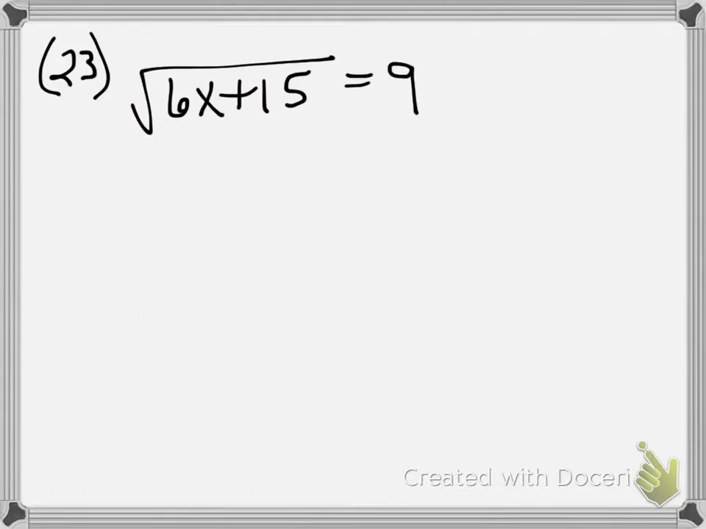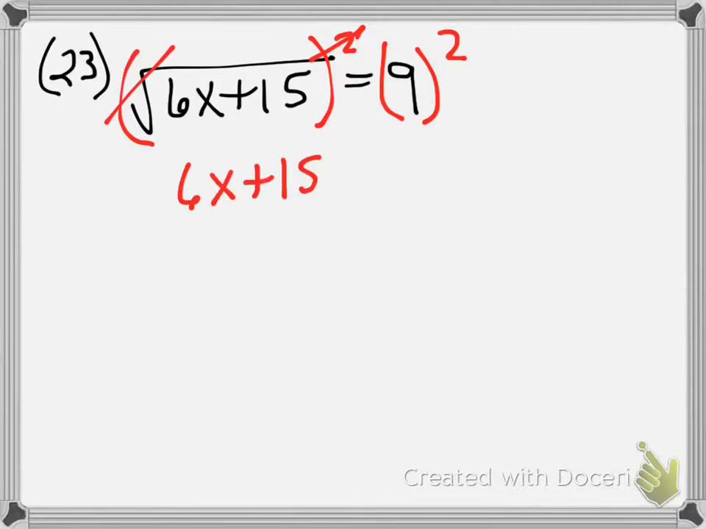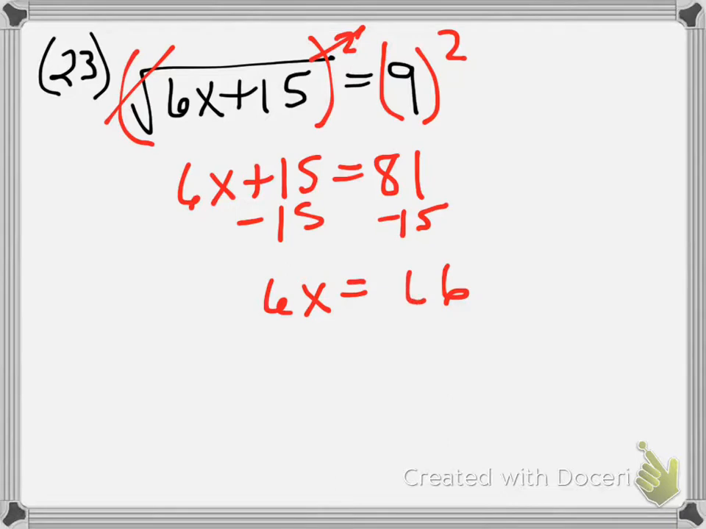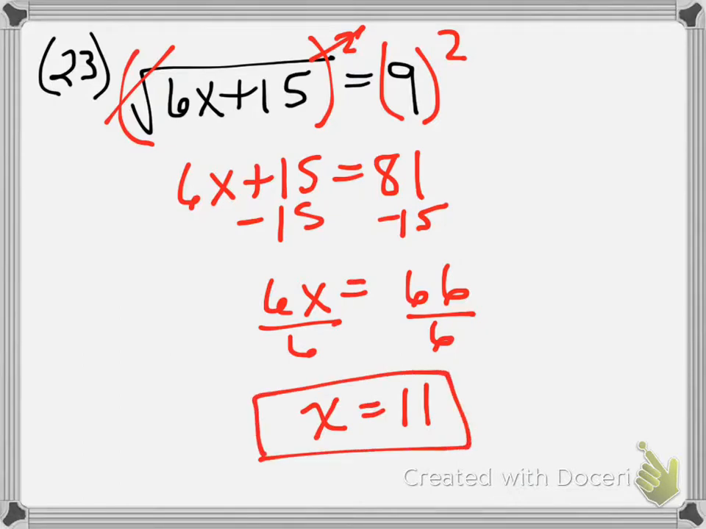Okay. Let's do some solving. If I have the square root of 6x plus 15 equals 9, the first thing I'm going to do is get rid of my square root. You square a square root, and it cancels. So I have 6x plus 15 equals 81. Now I just need to solve this for x. Minus 15 on both sides, so 6x is going to equal 66. Divide by 6 on both sides, so x is equal to 11.